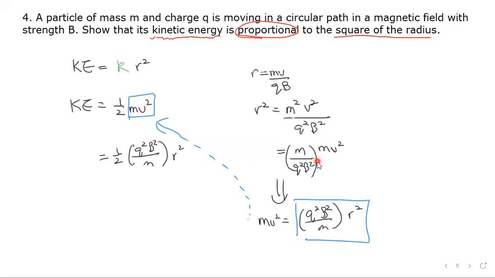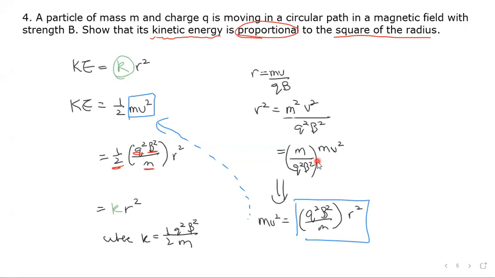Noting, of course, that Q is a constant, B is a constant, M is a constant, and half is a constant, this is just going to equal K times r squared, as long as the K here is equal to half times Q squared B squared over M. And that's how you do these questions.